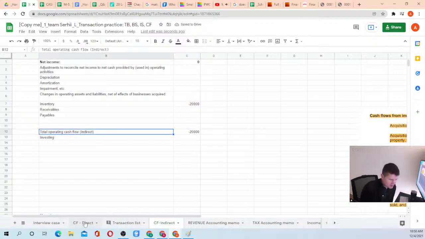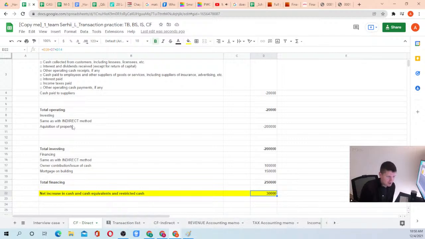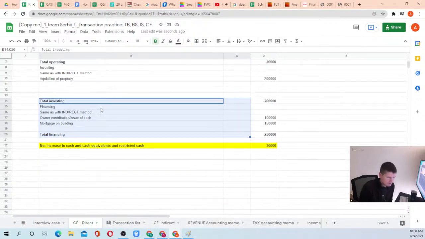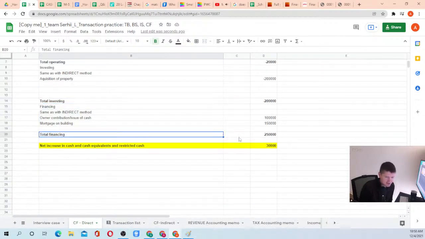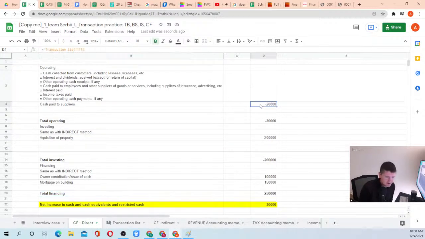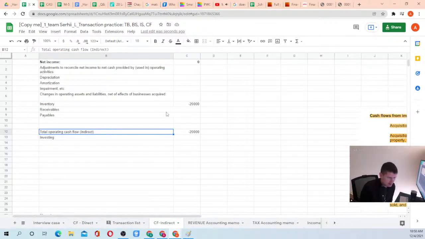So you see, up to that point, I remind you, investing and financing is the same between the direct method and the indirect method. The difference is in the presentation of operating cash flows. And so far in operating cash flow, we call it cash paid to suppliers. In the indirect method of cash flows, we start with net income and we make adjustments.